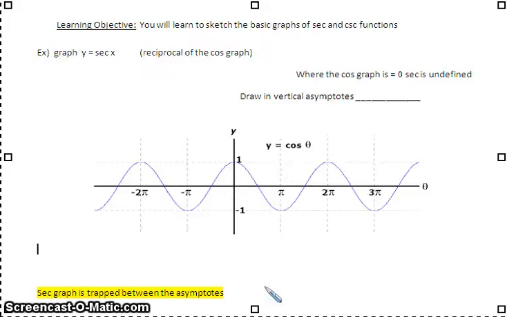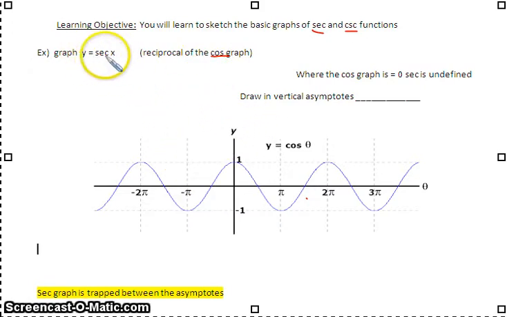Welcome back to part 3 of Trig 1.6 or Pre-Calc 4.6 notes. The concept for this video is graphing secant and cosecant functions. When we graph a secant function, what we have to remember is that we really are going to graph a cosine graph, and then we're going to draw some vertical asymptotes on our graphs, and then draw the secant graph.